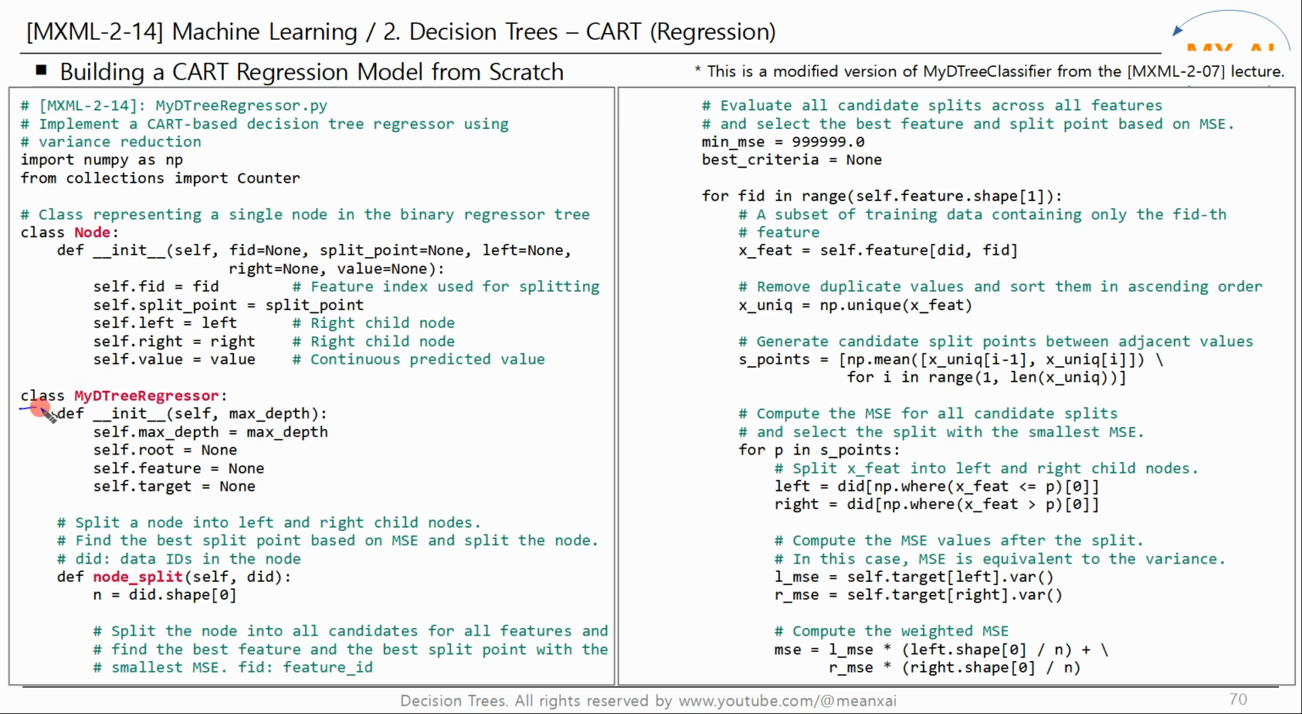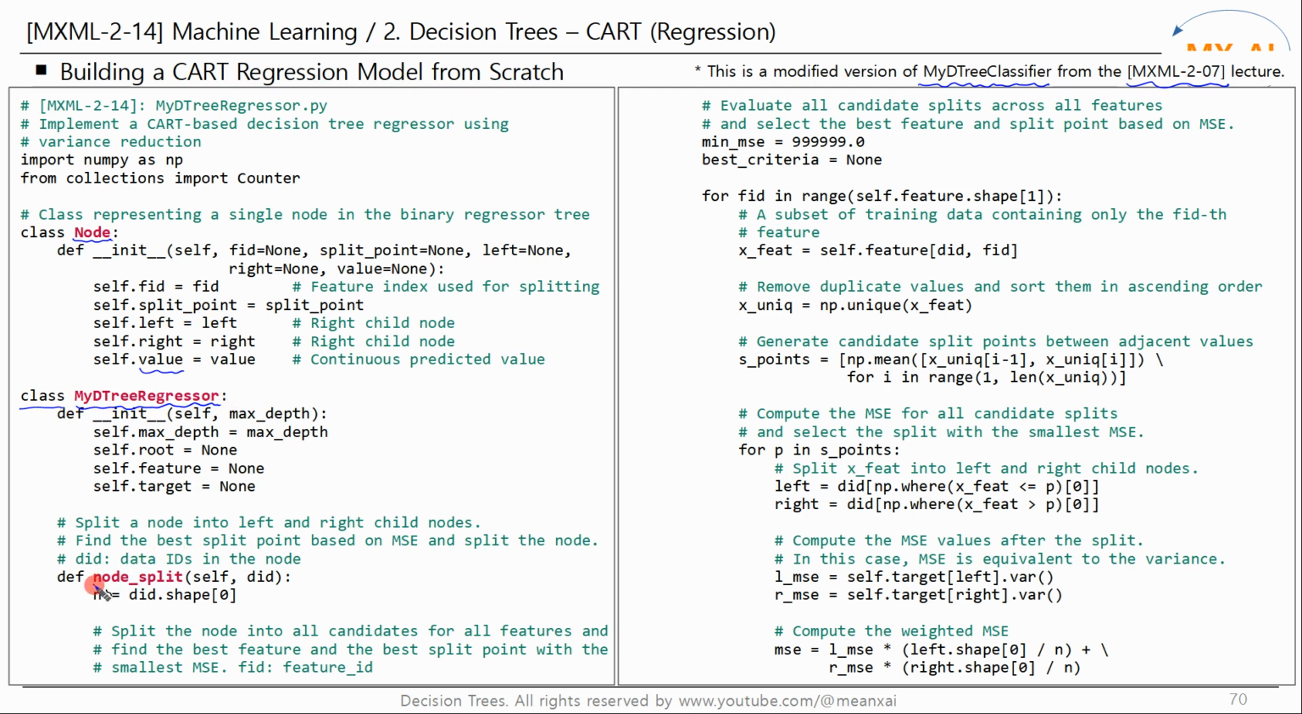This class constructs a binary tree using recursive function calls. The overall structure of this class is very similar to the myDtree classifier from the 7th video. So here, we'll mainly focus on the parts that are different. First, we define the node class just as we did for classification. In classification, the value variable in the node class stores the majority class label, whereas in regression, it stores the average target value. Next, we define the myDtree class.